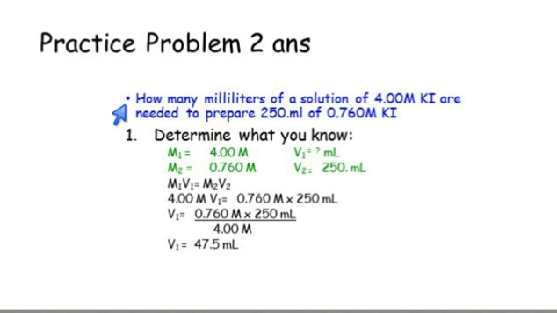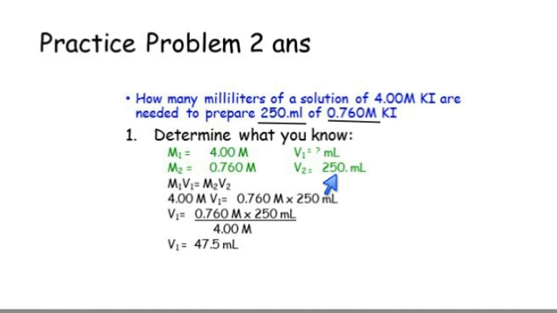Here's another one. How many milliliters of a solution of 4 molar potassium iodide are needed to prepare 250 milliliters of 0.76 molar? Again, we're looking for V1, and with these types of problems you could be looking for anything, and they'll give you probably 3 out of 4. So you plug the numbers in. The hardest part is to make sure you have them paired right, so you have to carefully read the question.